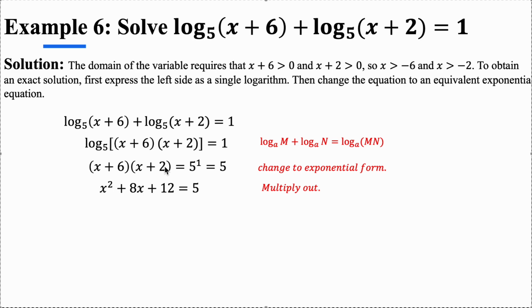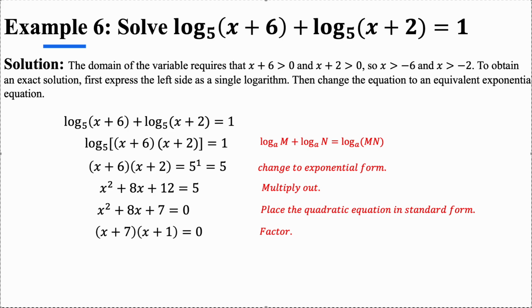And then we can subtract that 5 over to the other side to get this. And then from here, we can factor this, right? Because the coefficient here is 1, all I need to find is two numbers that multiply to 7, but then add up to 8. And the two numbers that multiply to 7 and add up to 8 are 7 and 1. So that would be written as x plus 7 times x plus 1 is equal to 0.